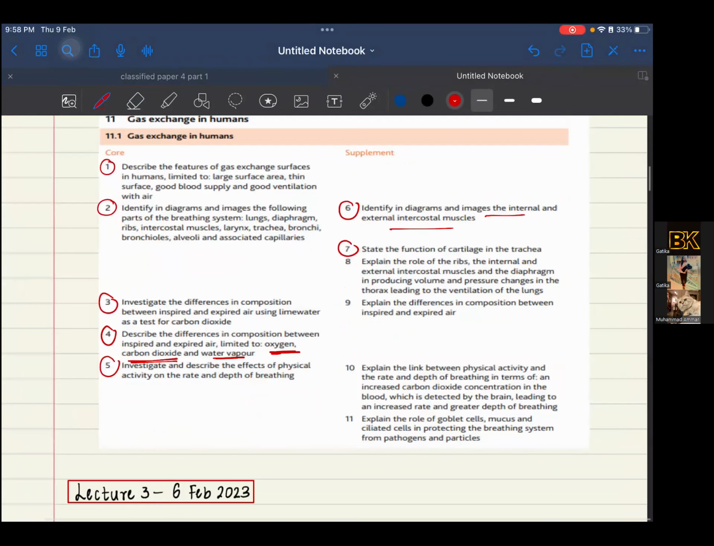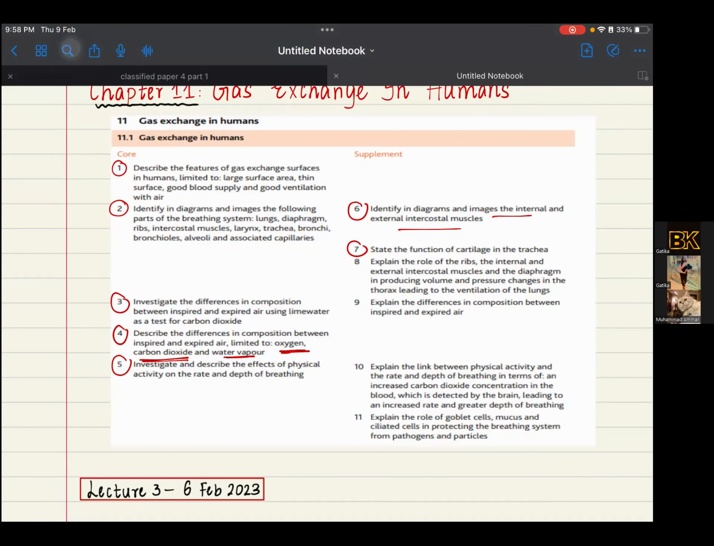Now, the next thing we're going to look at is the change in volume and pressure. You don't have any questions from whatever we learned till now? Anything you want to ask? Not really. Not at the moment.